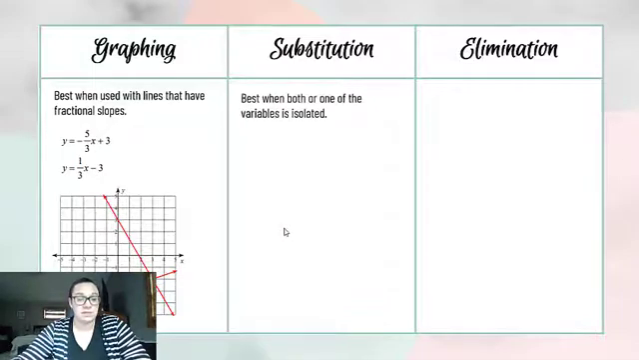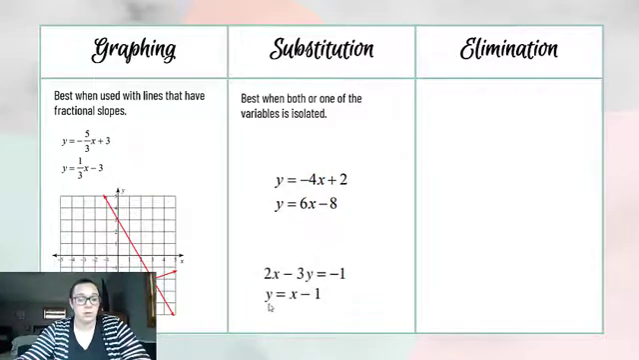The next one we use is substitution. This is generally students' favorite. It's used best when both or one of the variables is isolated. So here's one where both of the variables are isolated. It's got y equals for each equation, and in this one, we could just set them equal to each other to solve for x. Here's one where one of the variables is isolated. In the second equation, it's y equals. I could then plug in the x minus 1 into the y spot here to solve for x.